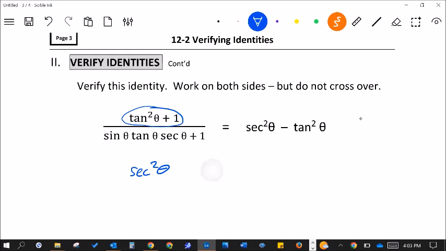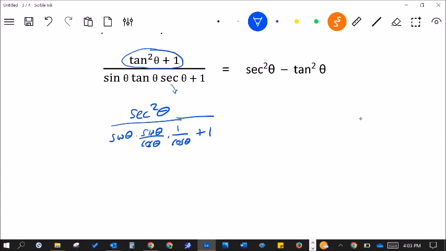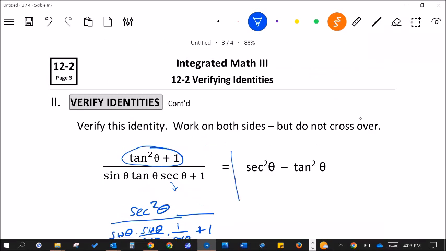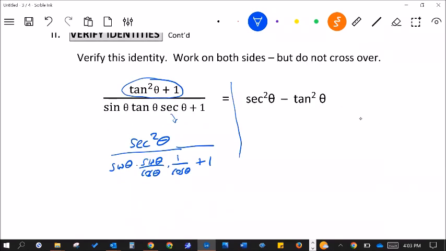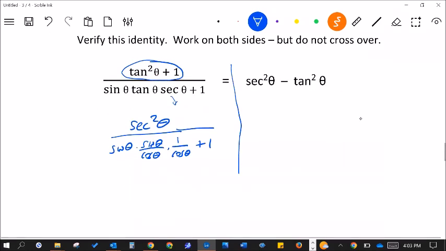And now I'm going to work with the bottom part. So I have sine theta. The tangent is sine theta over cosine theta. And the secant here is 1 over cosine theta, and that's a plus 1. So let's continue to work here. Oh, let's see, it says work on both sides. So I'm going to come back to the other side in a moment. But let's keep going here.